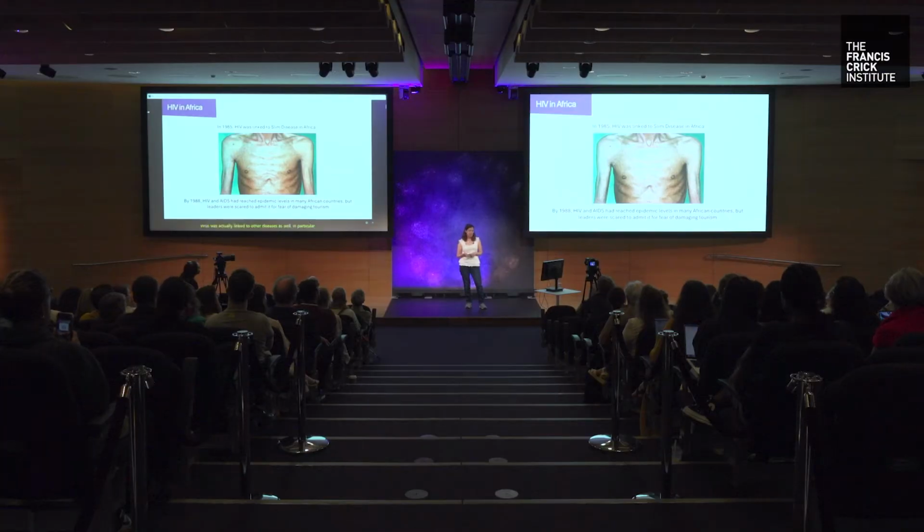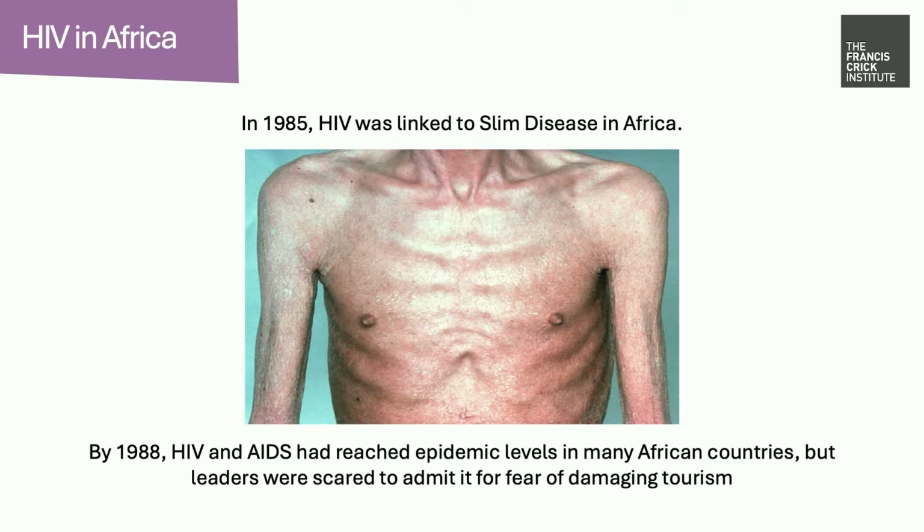And then a couple of years later, in 1985, people realized that this virus was actually linked to other diseases as well, in particular slim disease in Africa. This is a sort of wasting disease. And by this time, we'd realized that it wasn't just gay men that were succumbing to this disease, but hemophiliacs, people that were intravenous drug users.